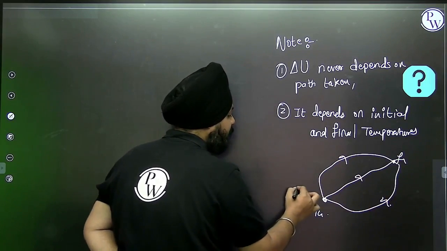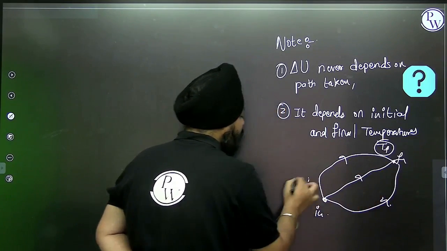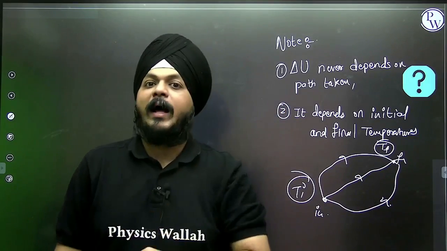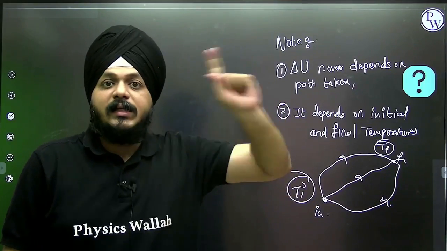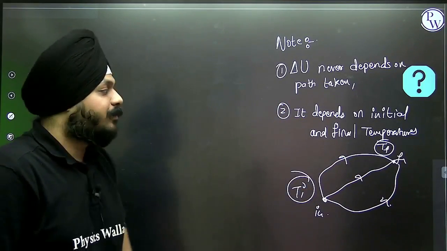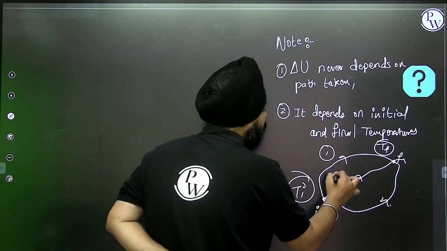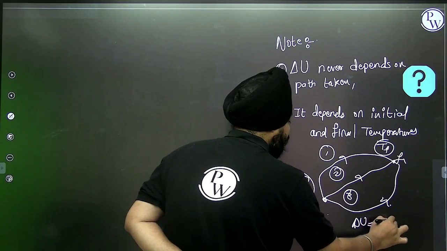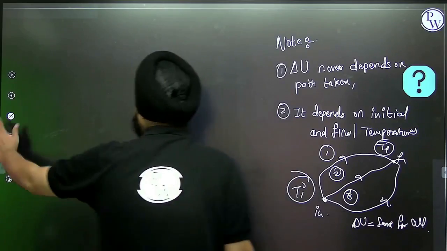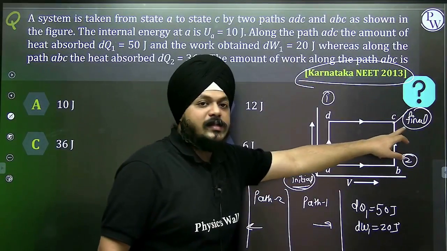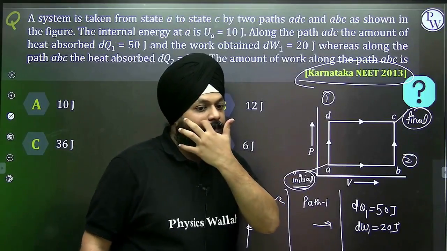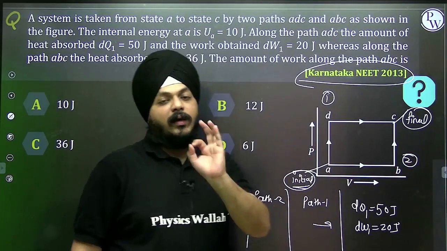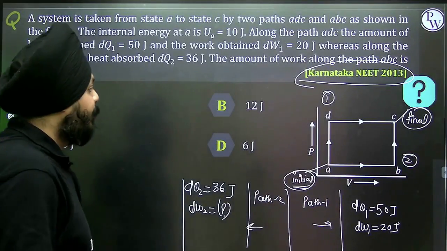In all of those three processes, if the temperature at the initial and final state does not change, then it doesn't matter from which path the gas does the work. Delta U will be the same for all. Same in this case: the initial state is A, the final state is C, so the temperatures at A and C are going to be the same. From whatever path the gas undergoes this process, delta U is going to be the same for all.